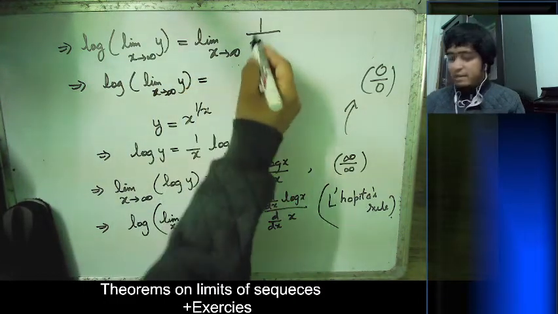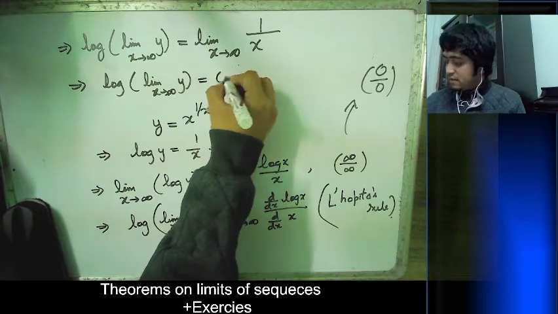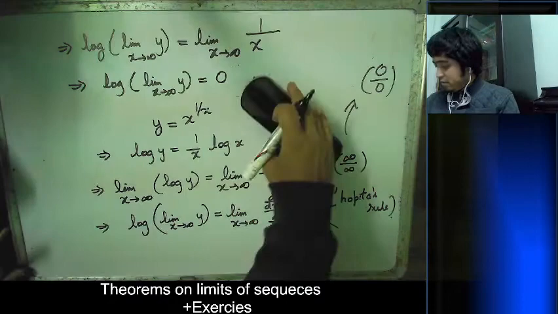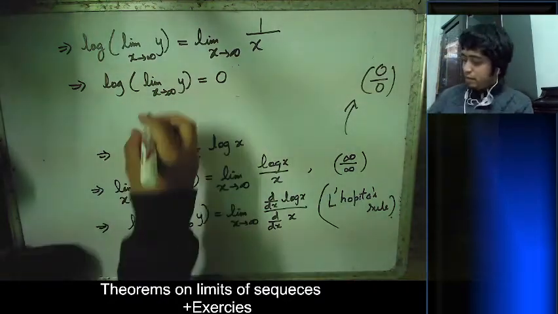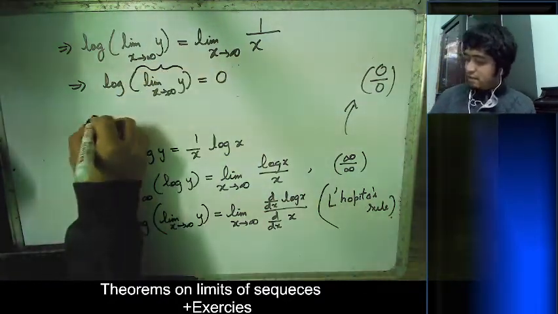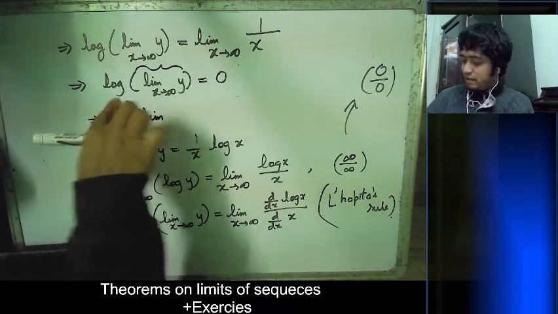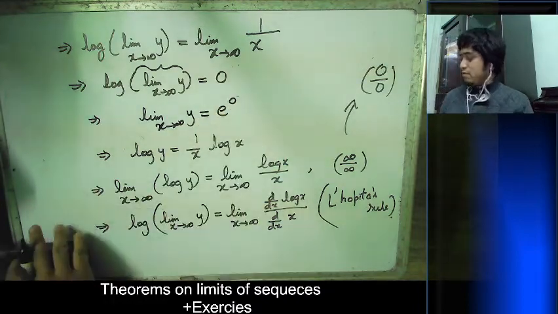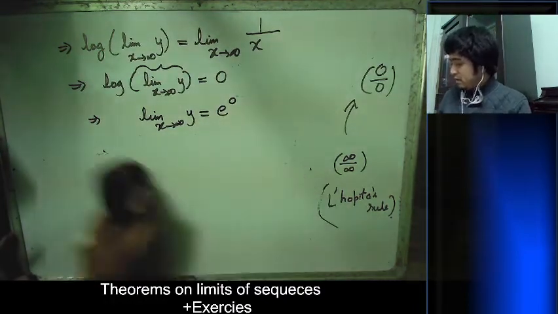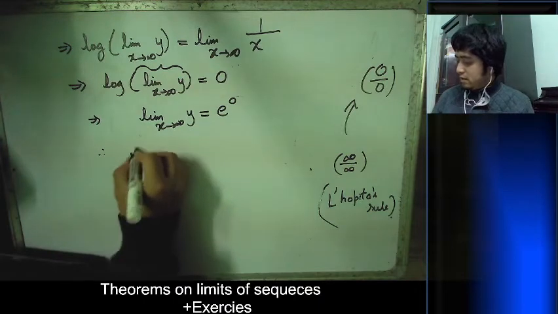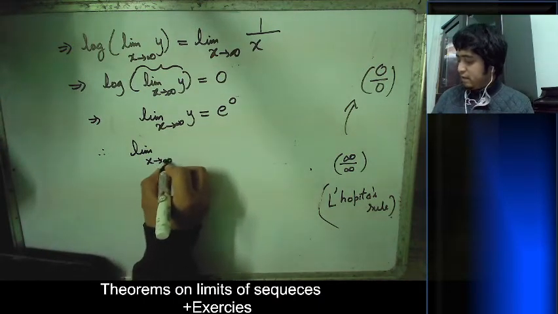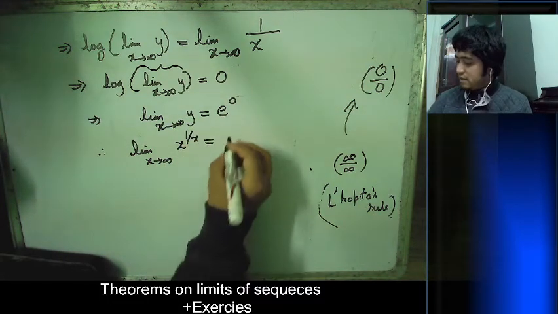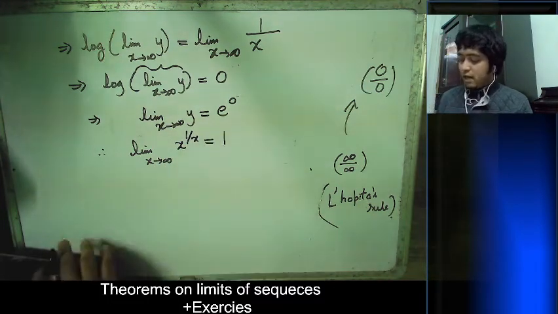limit x tends to infinity of 1 by x, it is 0. Okay, 1 by a very huge number, it's equal to 0. Okay, but we want this limit, so therefore, we will convert log into an exponential by taking its inverse, e power 0. So therefore, limit x tends to infinity, if you remember what is y, it's x power 1 by x, it's equal to e power 0, which is 1.